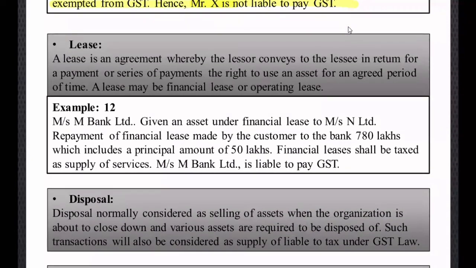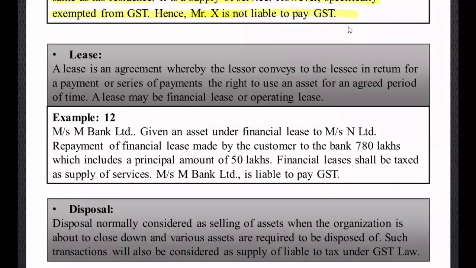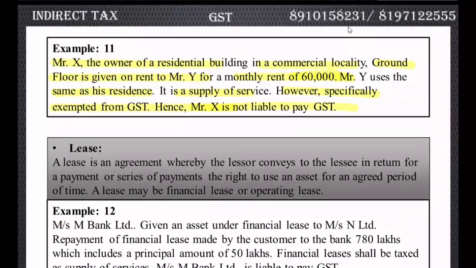Let's go to the next one, lease. Lease is an agreement. In that 11th example, is it because it is a residential building or because of that ceiling, the monetary cap? Here specifically it is because it is for residence purpose, as well as the monetary limit is also there. Both are attracted. Okay, that's why I was not using the word residence anytime, but because Sumit used it, I agreed to that. That is also a reason.